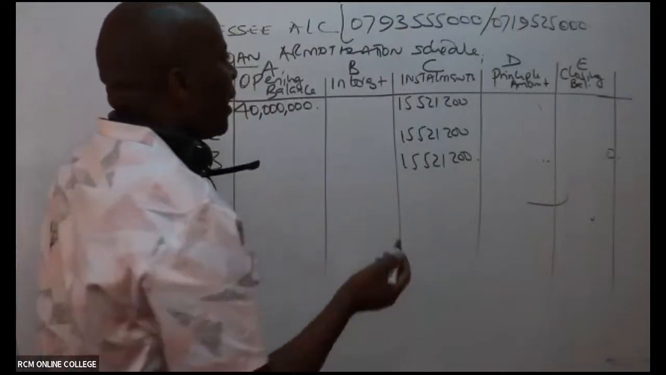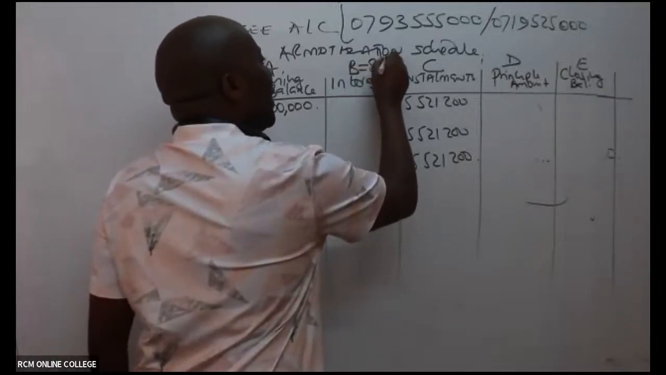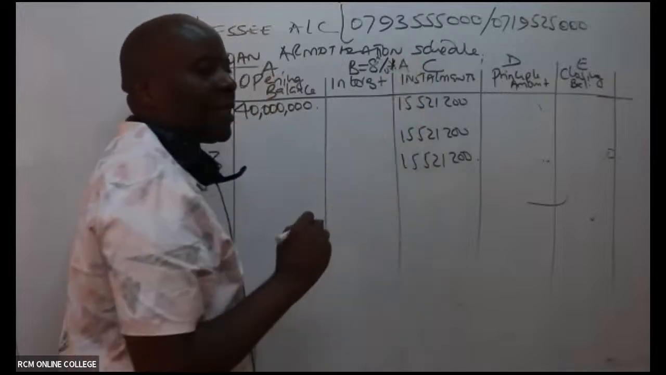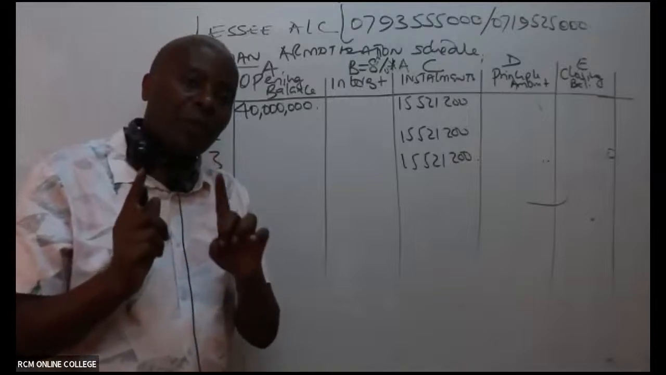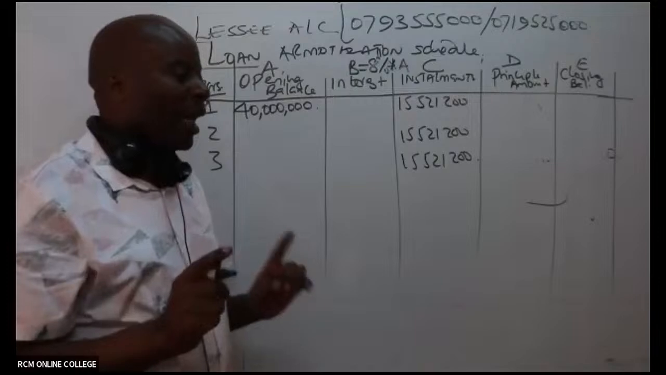Oh, yes. And to get the interest amount here, you shall take the rate given, which is 8% times column A. Because remember, interest is normally levied on opening balance.